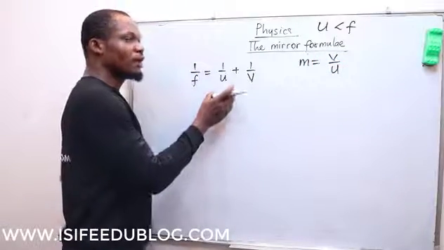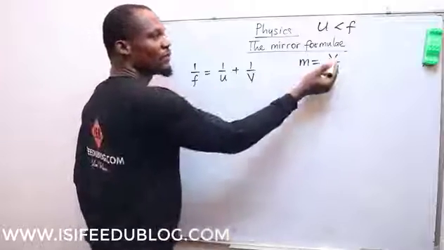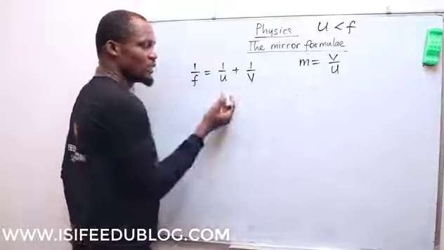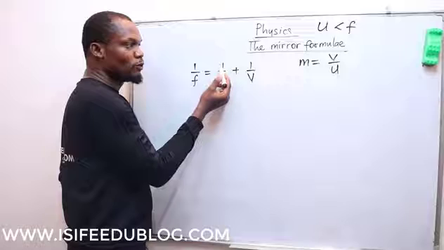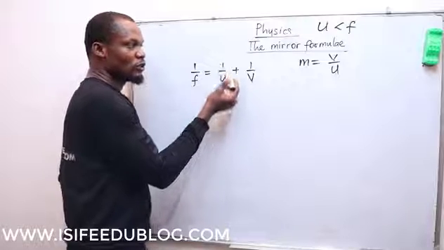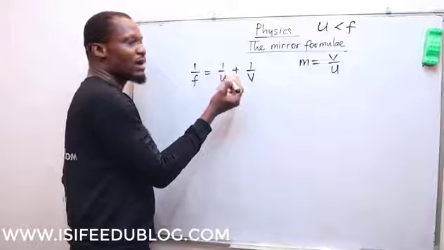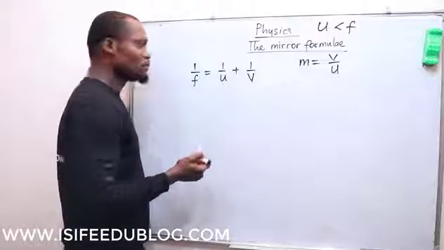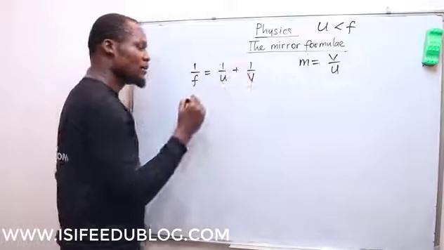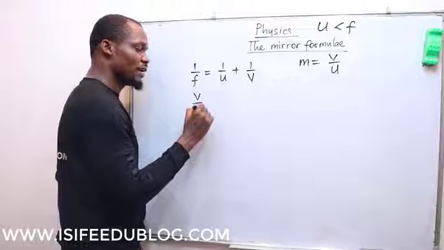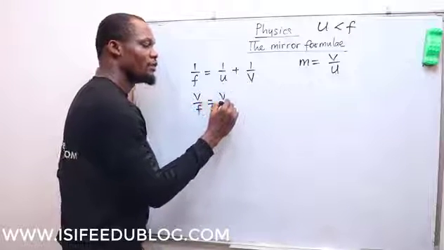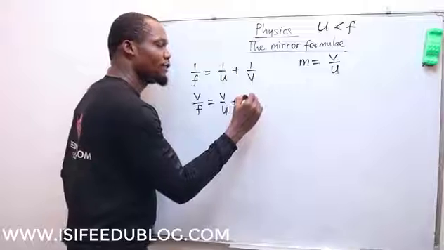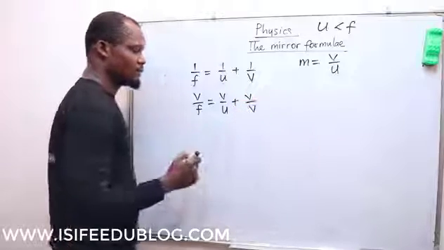So what do we do here? What do we do to get V over U? It is by using this point. If we put V here and it becomes V over U, it automatically becomes magnification. And how do we put V here? We multiply through by V. When we multiply through by V, this is going to give us V over F equals V over U plus V over V.